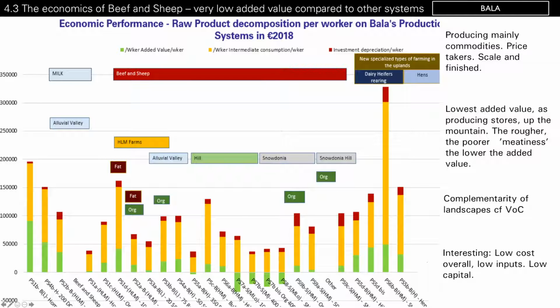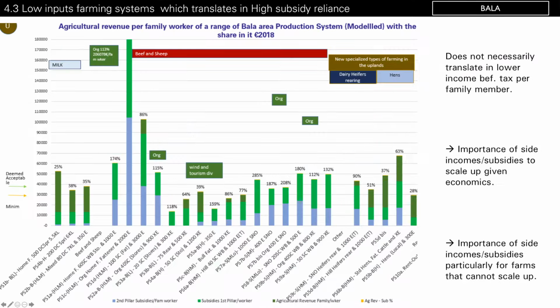And we have to use the complementarity of the landscapes. For example, in the Vale of Clwyd, you have some mountain land that you have to use, with some grazing rights. Also, these food systems are interesting because they are usually low cost and don't require much capital when you transition from one to another, which is particularly interesting for farmers. A low economic creation does not necessarily translate into lower income, but it's very important to understand that subsidy played a big part in the expansion of beef and sheep farms, way more than it did for dairy farms.